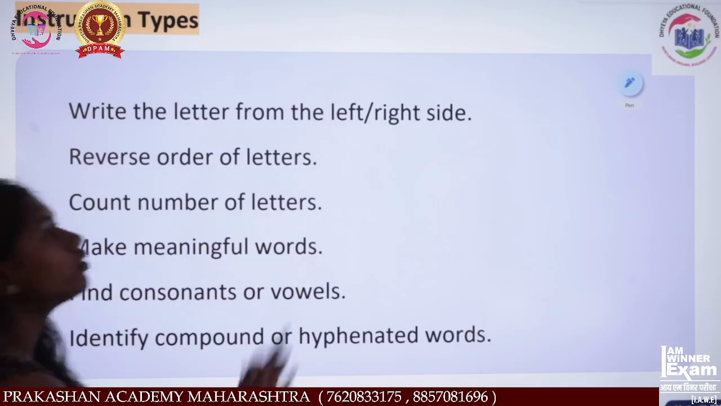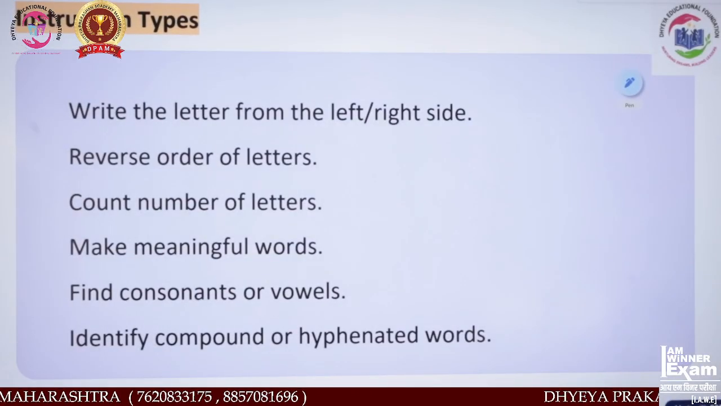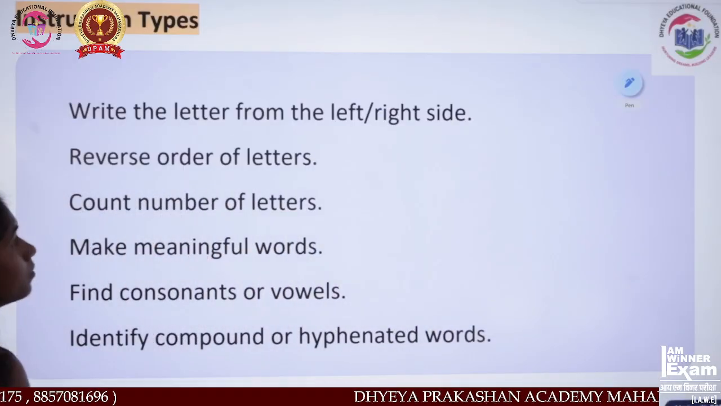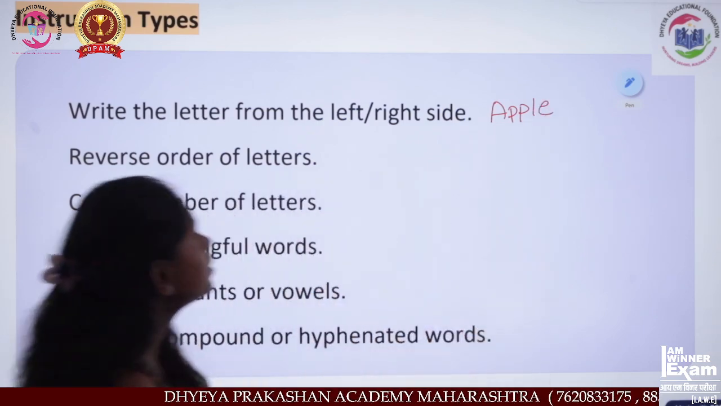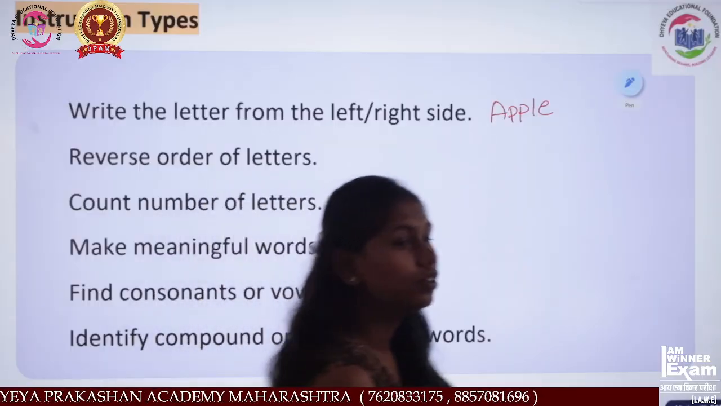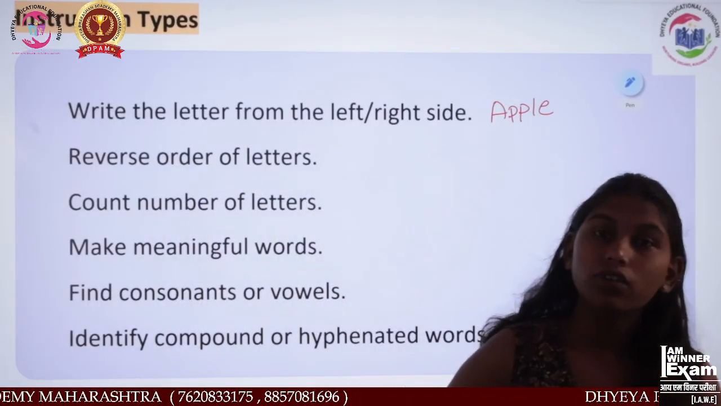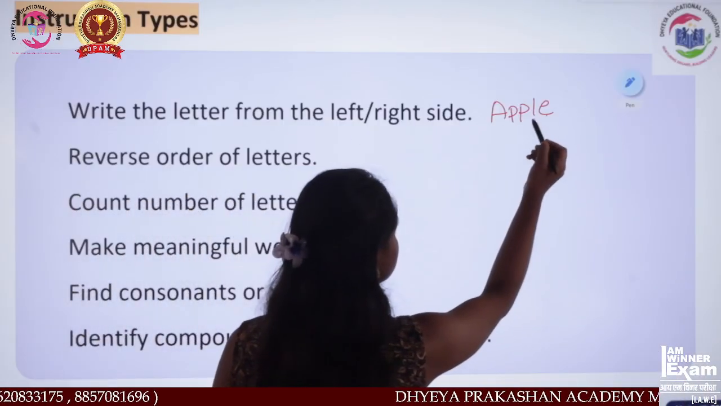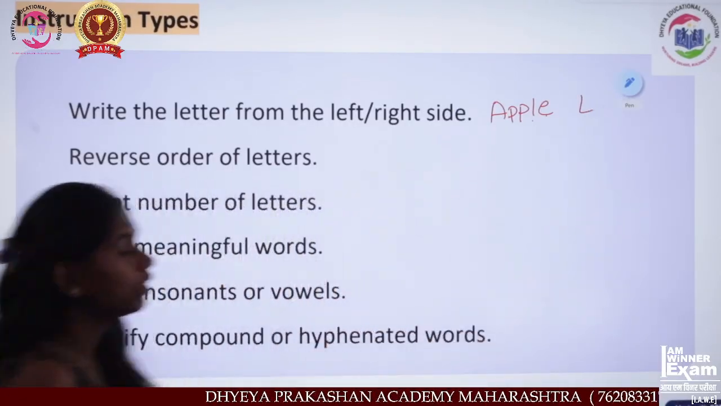And next, instruction types. Now these are the types of instructions that will be asked. The first one is write the letter from the left and right side. Suppose here I am taking a word, that is planet. Now what is the second letter from the right side? So you will start counting from the right side. This is first, this is second. So this is the second letter, which is N, from the right side, like this.